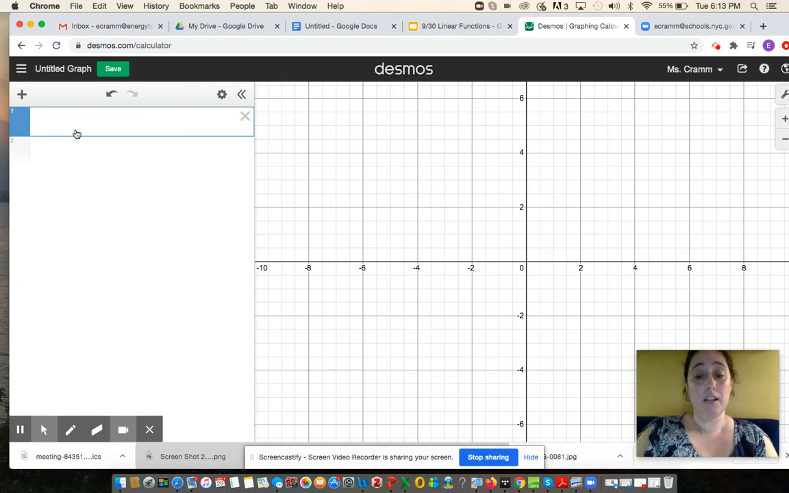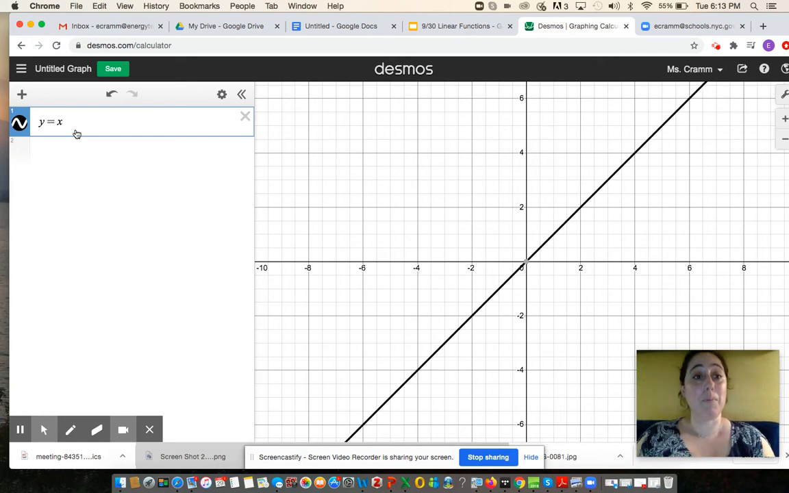And let me just put in y equals x, all right? And for those of you that remember, there's actually a coefficient to x that's invisible. And that invisible number is 1. So see how putting that 1 there didn't change anything? It's always there. It's just invisible.